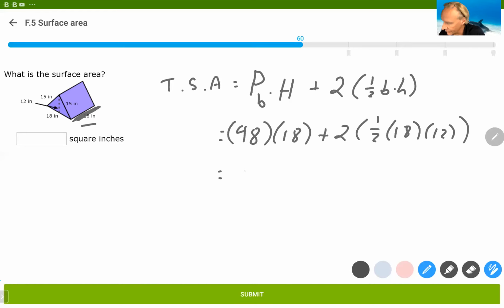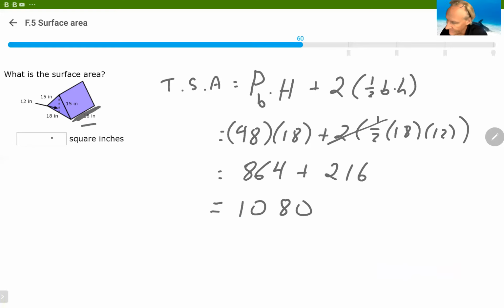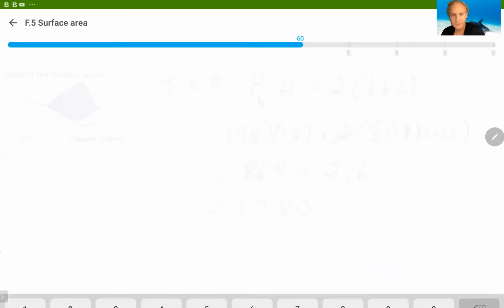is 864. I prefer to do this sort of thing in my head, but I've been making errors for some reason today. Now it just happens 12 times 18 is too easy. I'm just going to write it down. It's 216. And when we add those together, we end up with 1,080. And I am actually going to add this to make sure I didn't make a stupid error. I didn't. That's 1,080 square inches.